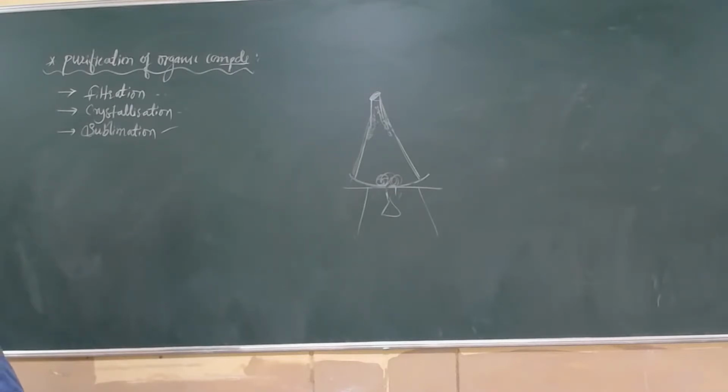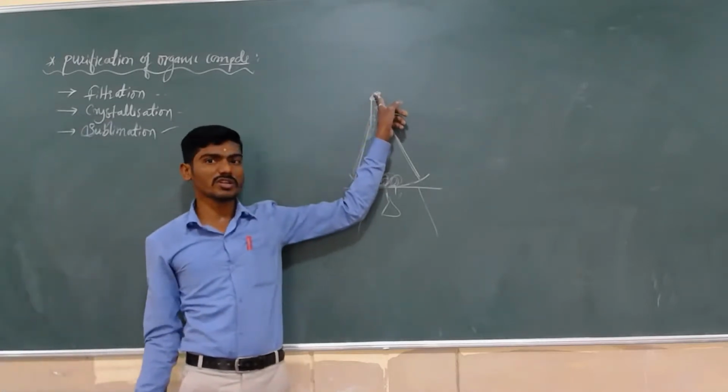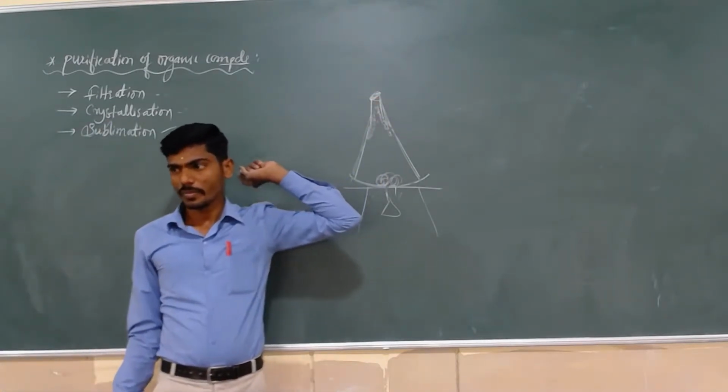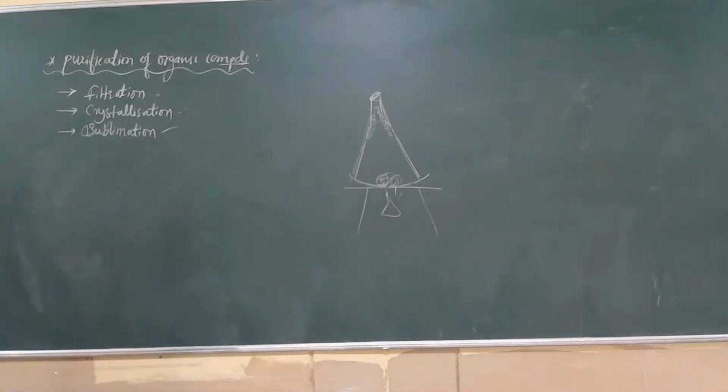It is covered by placing a funnel inverted on it, and the stem of the funnel is closed with a little cotton.